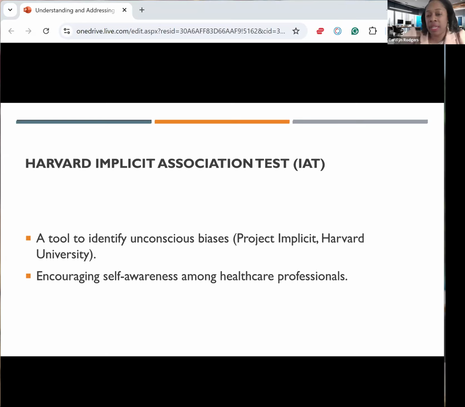So, in the healthcare setting, it allows them to recognize these biases and how crucial they are to reducing the disparities, improving patient provider communication, and ensuring equitable care. So, some of the topics that are covered by the Project Implicit test are race, gender and career and science roles, religion, sexual orientation, weight bias, which is a real thing, disability bias, and age bias.